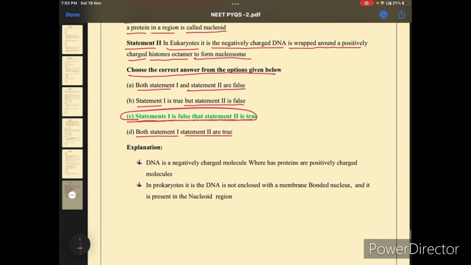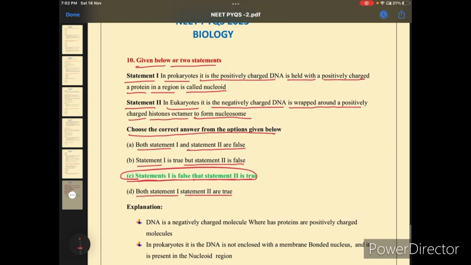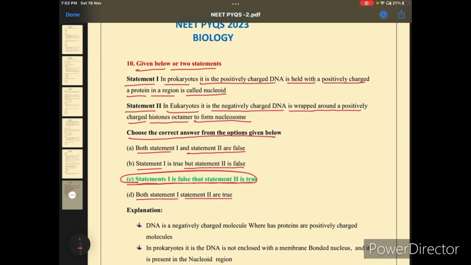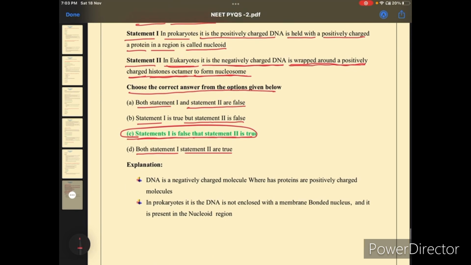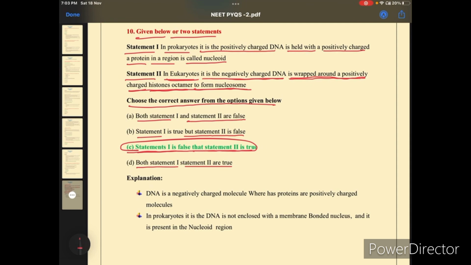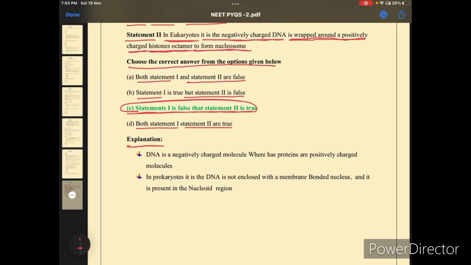Let us see the explanation. Statement 2 is true. In eukaryotes, negatively charged DNA is wrapped around the positively charged histone octamer to form nucleosome. But the statement that in prokaryotes positively charged DNA is held with negatively charged protein in a region called nucleoid is false.